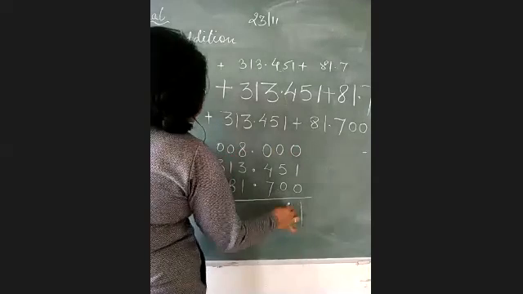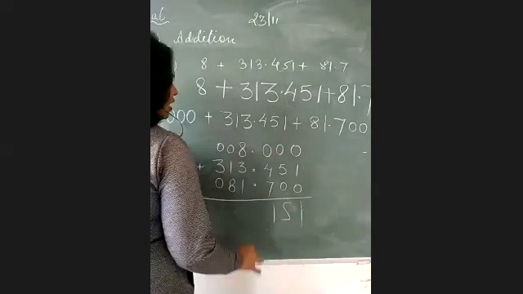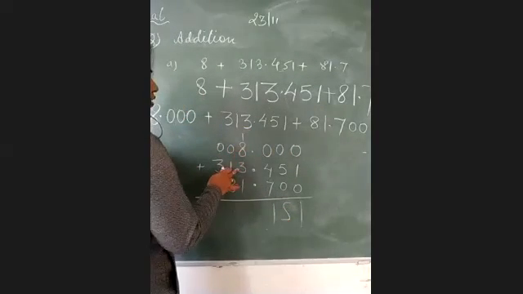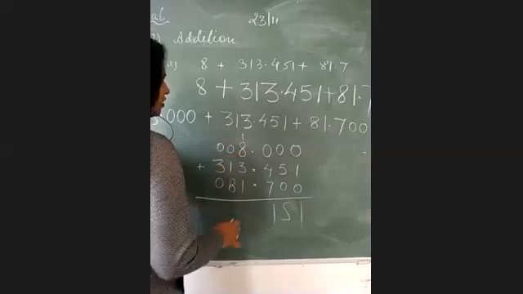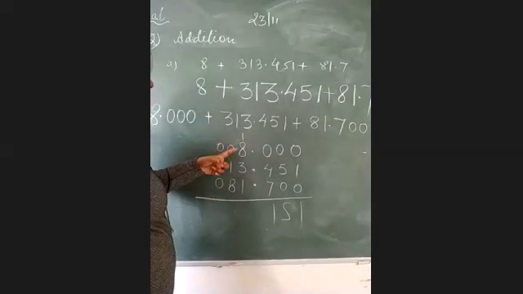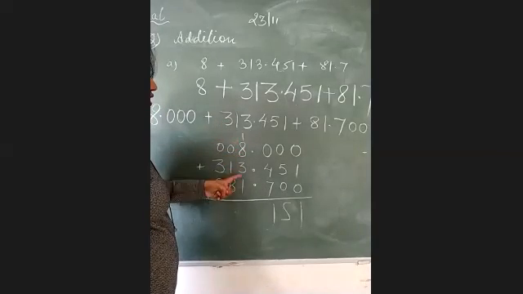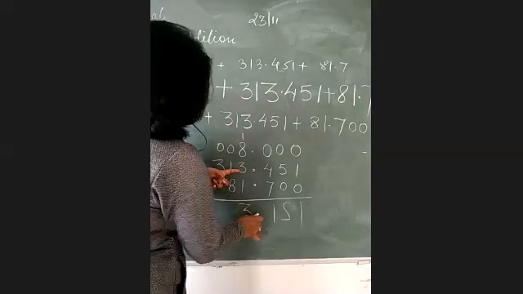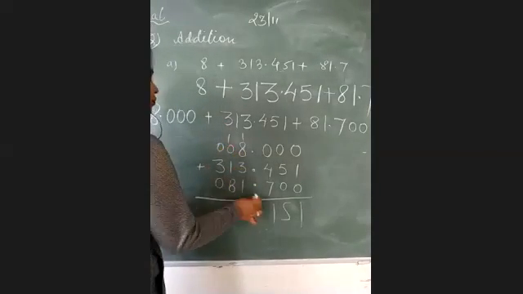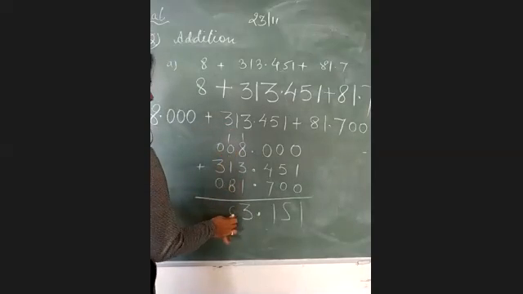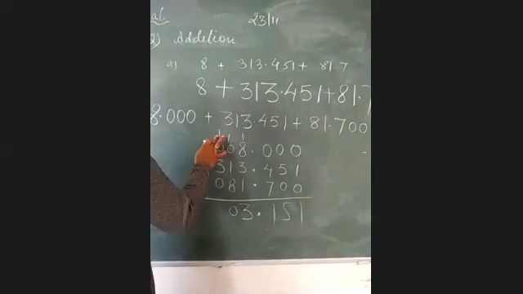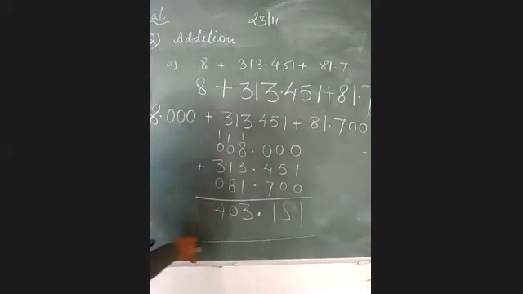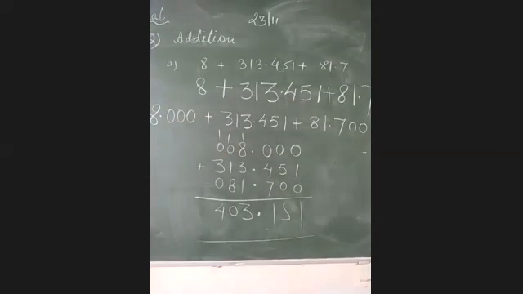This is 1, this is 5, this is 1 again, this is carry 1. 3, 1, 4, 4, 1, 5, 5, 8, 13. Again 3, 8, 1, 9, 9, 1, 10, 10, 3, 13. Carry here 1. 8, 1, 9, 9, 1, 10. Carry here 1. 3, 1, 4. The answer is 403.151.